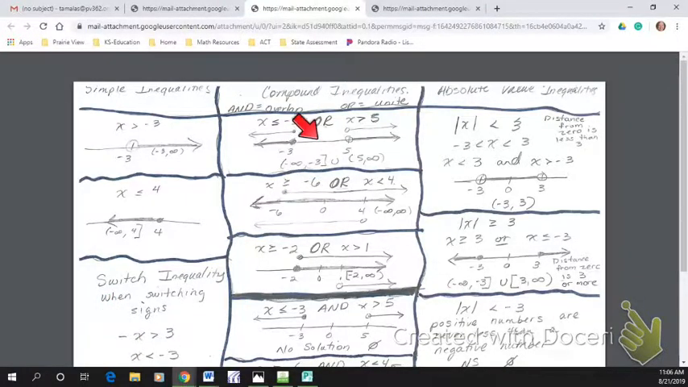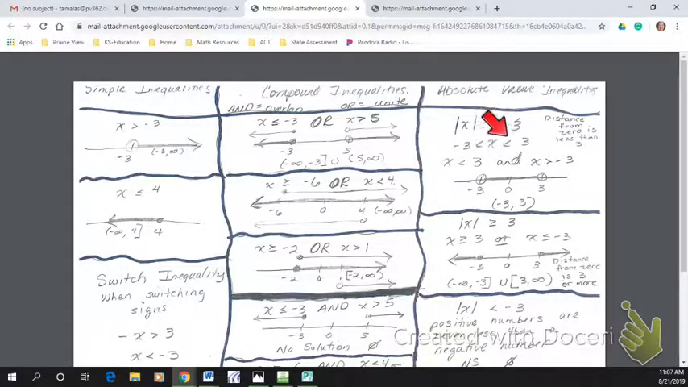These in this column are called compound inequalities. A compound inequality means you have two simple ones, and those two simple inequalities are tied by either an or an and. The top ones are or, the bottom ones are and. And we'll go over all those different types.